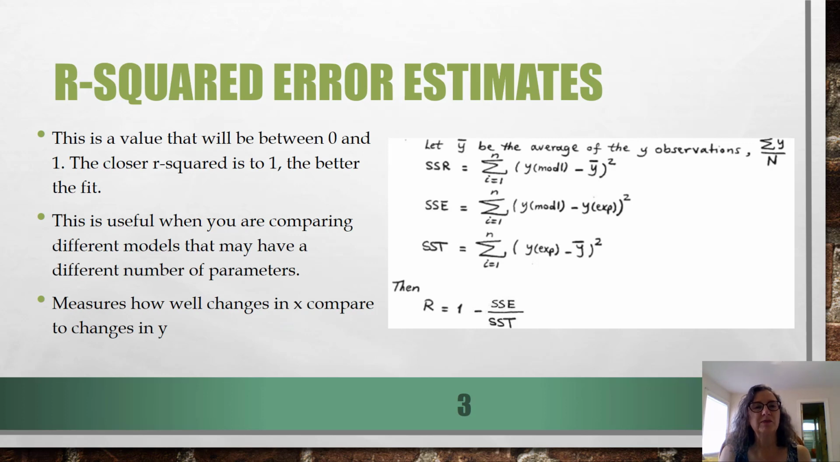We also have ways of measuring the R-squared value. R-squared is a value that's going to be between 0 and 1, or it should be. The closer it is to 1, the better the curve fit. It's used when you're trying to compare different models that might have different numbers of parameters. And so you can look at those and see whether or not you're actually getting more value for that extra parameter that you are fitting.